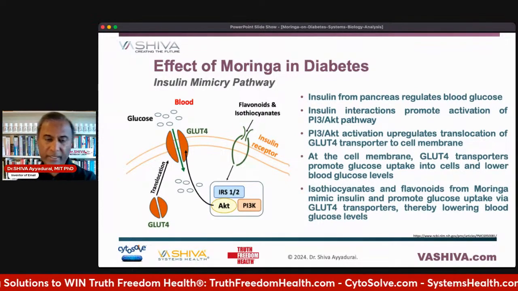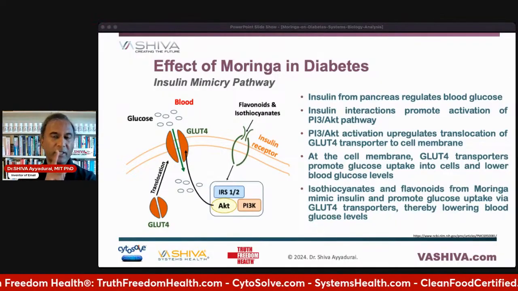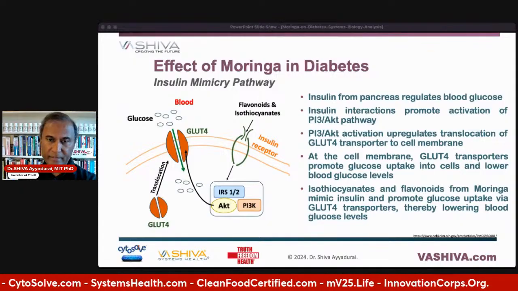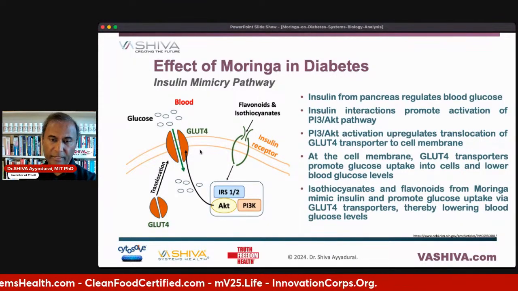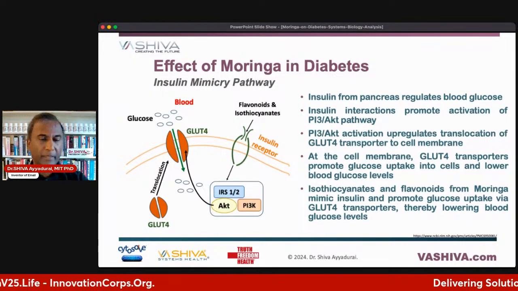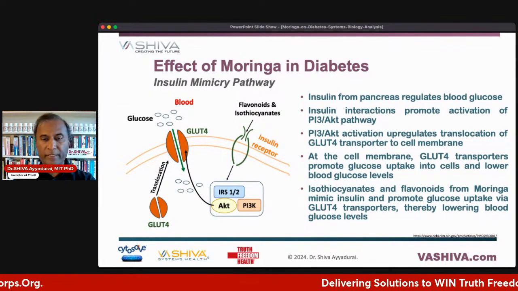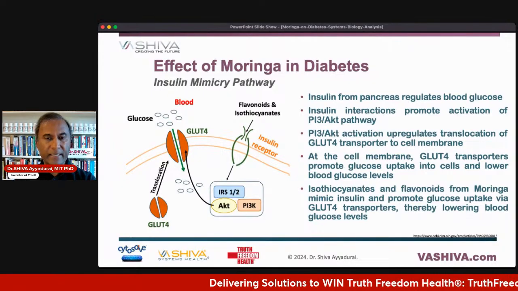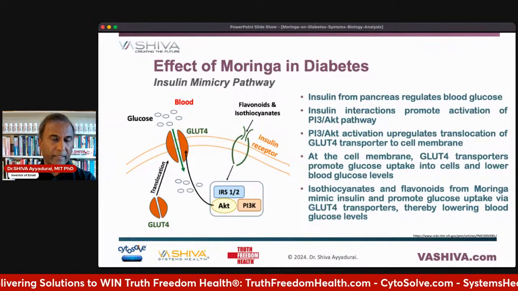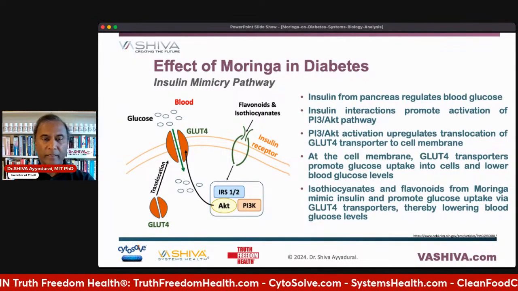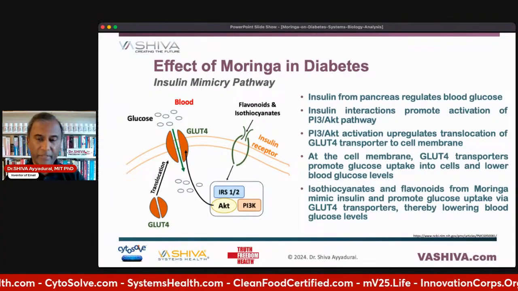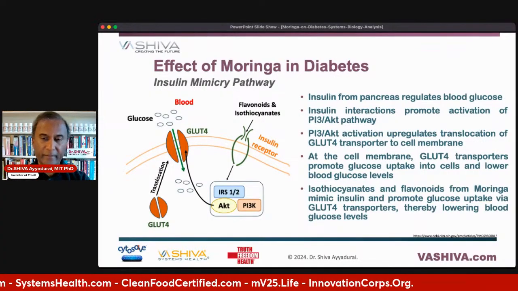Interestingly enough, it mimics insulin, right? So diabetics are typically on insulin, unless they know how to follow a good diet and try to recover from it. But the typical pharma model is you put them on insulin. Okay, so that's what it is. But what's fascinating is that Moringa has some very interesting compounds in there that mimic insulin, which means they trick the body into thinking it has insulin. In fact, they have the same effect, and I'll talk about that.